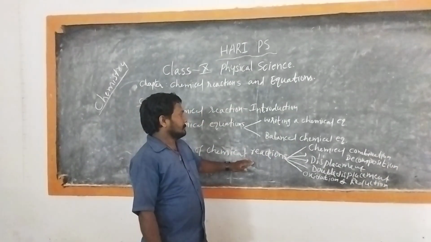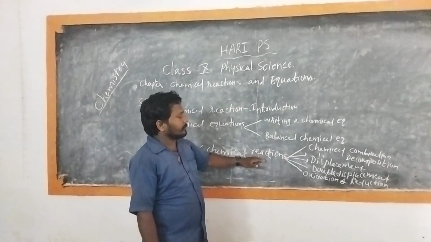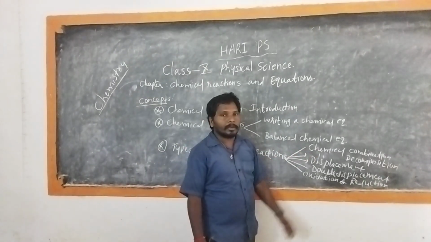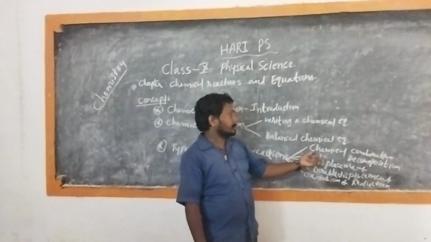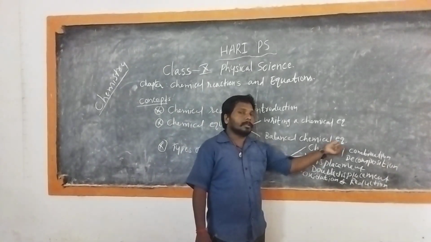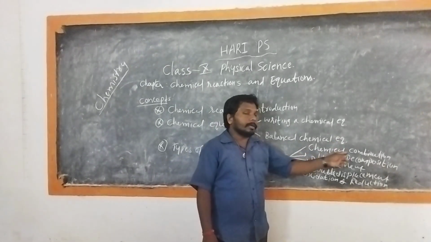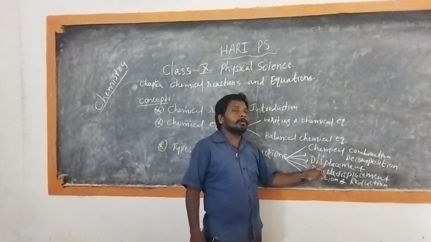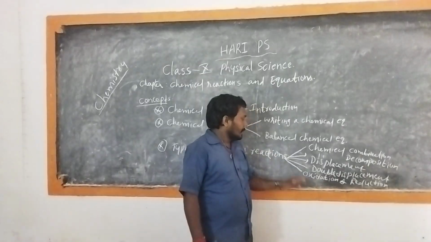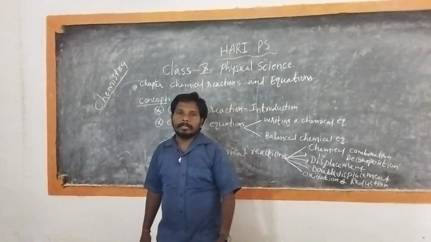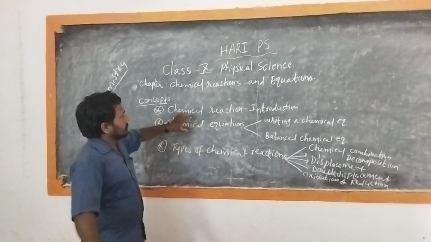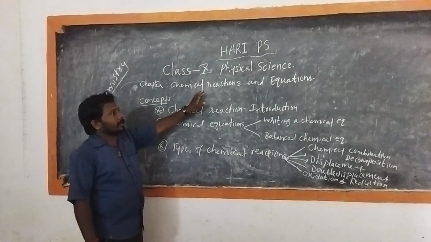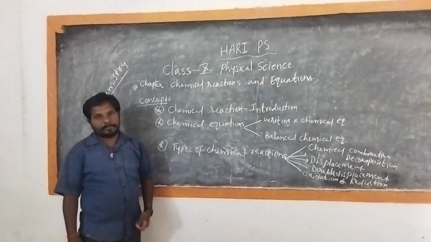What are the types of chemical reactions? How many types of chemical reactions are there? There are 5 types of chemical reactions. The first one is chemical combination, then chemical decomposition, chemical displacement, the fourth one chemical double displacement, and the fifth one oxidation and reduction. So this is a simple overview of our chapter, chemical reactions and equations.